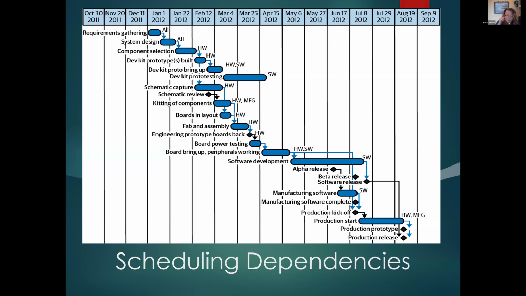In a schedule like this one, it looks like software has a big chunk sort of towards the beginning where they can have time to read manuals, to work on good design and write software, even without the hardware, even with dev kits.